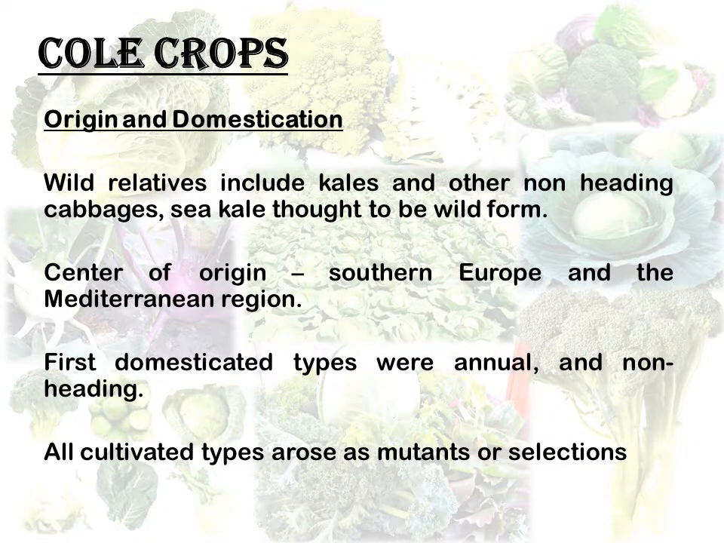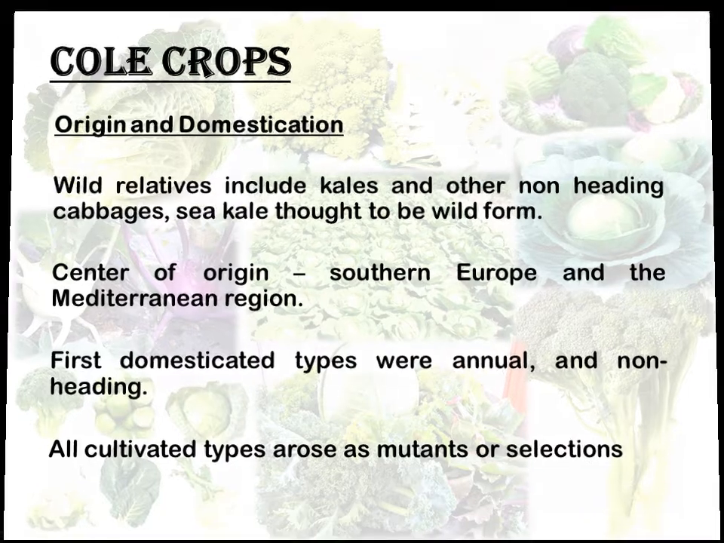If you see the origin and domestication, generally they are wild relatives. It may include kales and other non-heading cabbage, sea kale, and it is in wild form. The center of origin is South Europe and the Mediterranean region. The first domesticated types are annual and non-heading. All the cultivated types arose as mutants or selections.